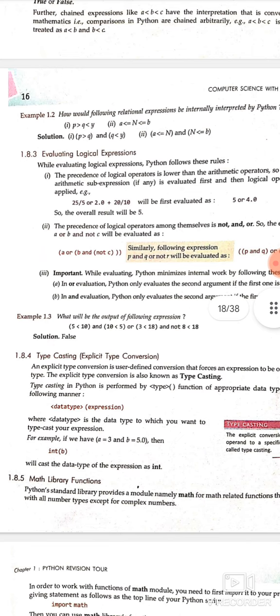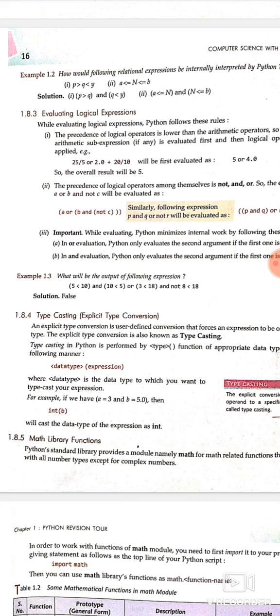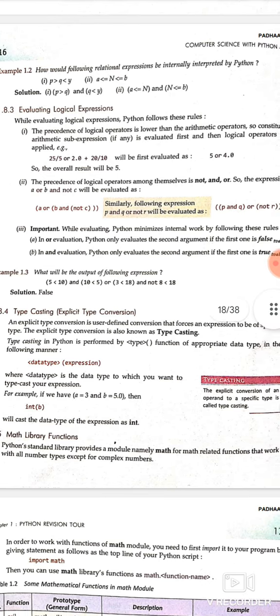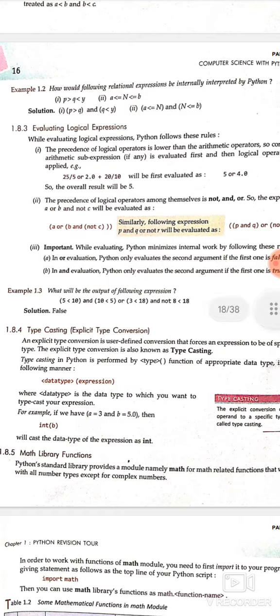Typecasting is an explicit type conversion. I write a data type and then put an expression after it, so that I am giving it a typecast. It is a user-defined conversion that forces an expression to be of a specific type.